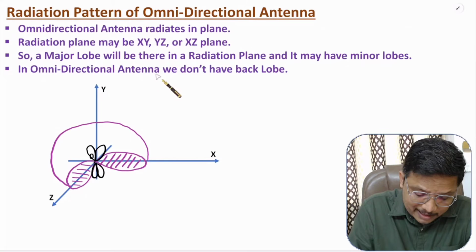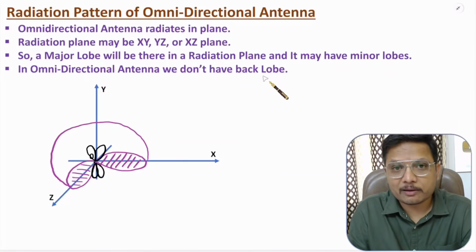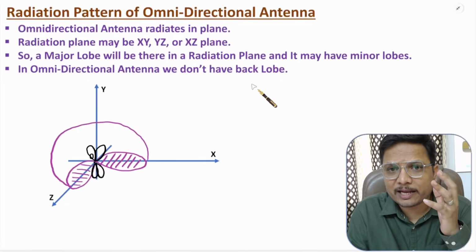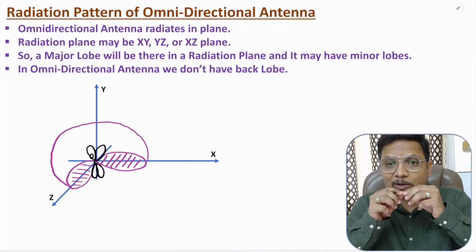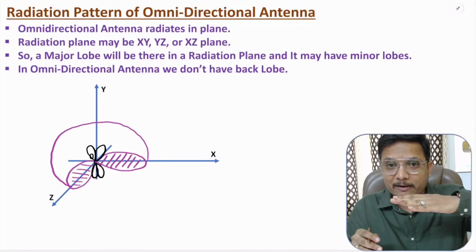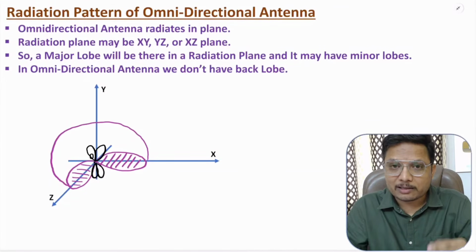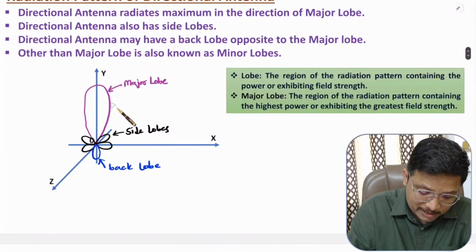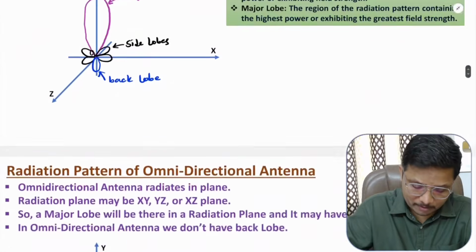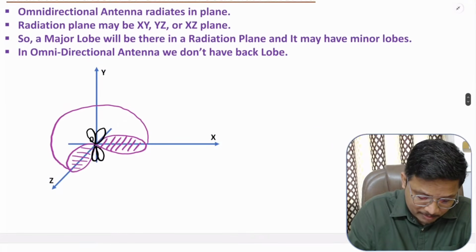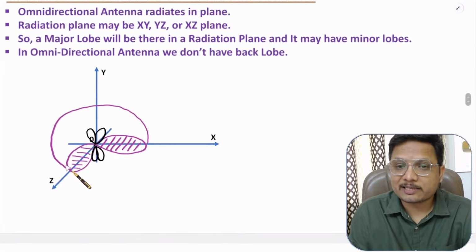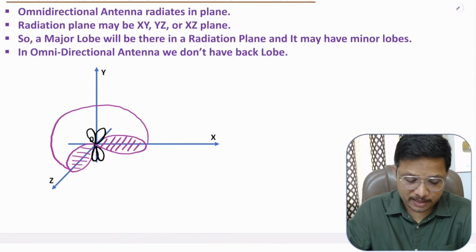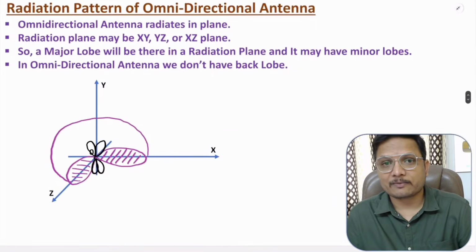See, in omnidirectional antenna, we don't have a back lobe. Why don't we have a back lobe over here? The reason is here the major lobe is having a plane over here. So there is no back lobe. The reason is back lobe is opposite to the major lobe, right? Here the major lobe is how? Major lobe is there in a plane. That's why there is no back lobe with omnidirectional antenna, right?